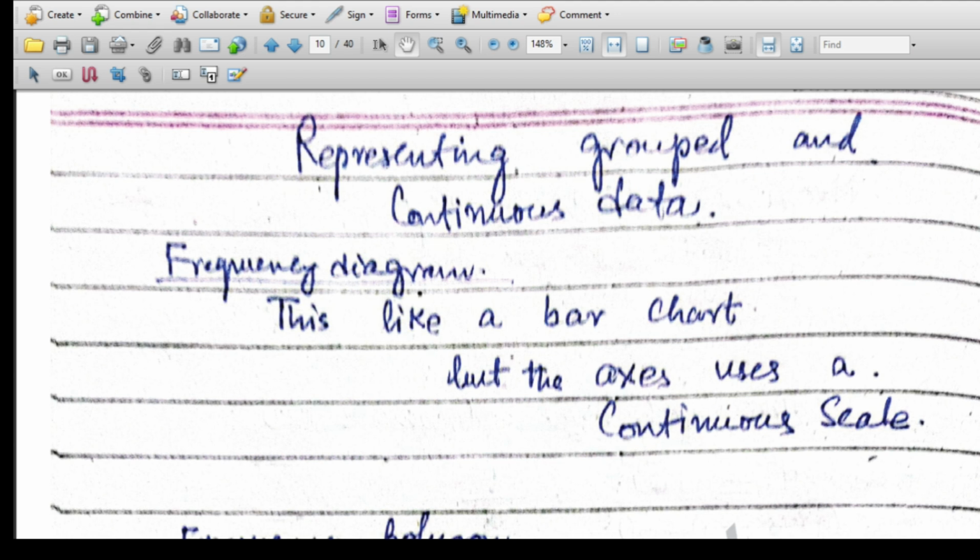In this session, we will discuss representing grouped and continuous data. One way is a frequency diagram, which is like a bar chart, but the axis uses a continuous scale. In a bar chart, we have spaced scales on the axis to represent the bars, but in a frequency diagram, the axes are continuous scales. So this is the main difference.